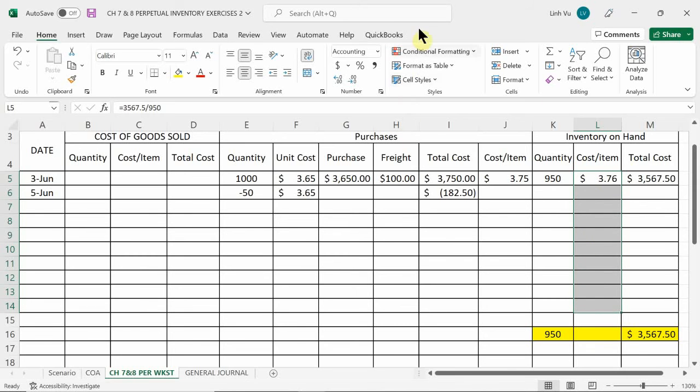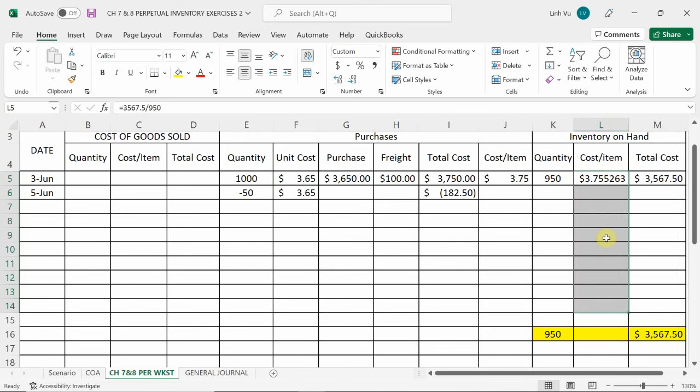And you can expand this to see how many digits you have here. Okay, so in this case, it is now converted to 3.75526. So in this case, I just typed in the numbers $3,567.50 and divided by 950, right?